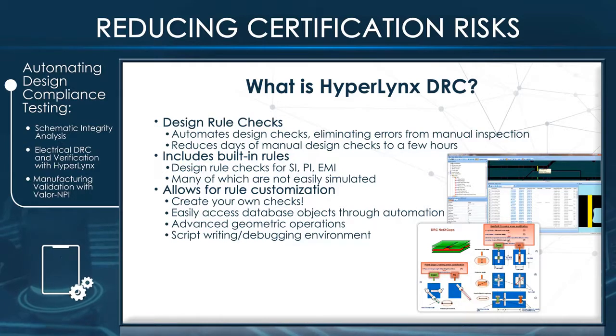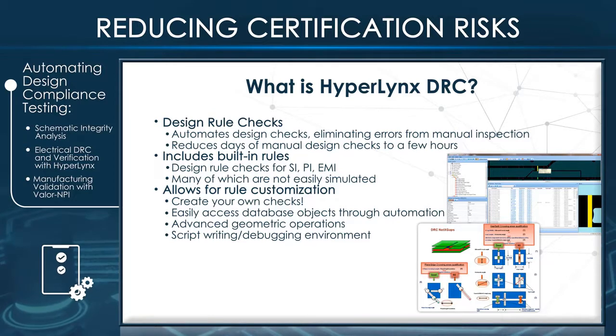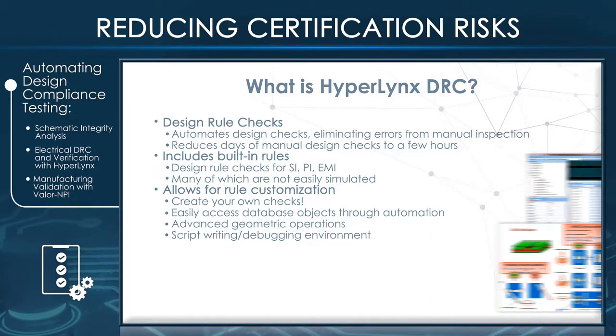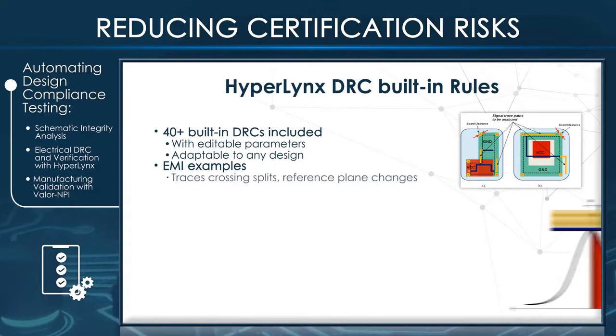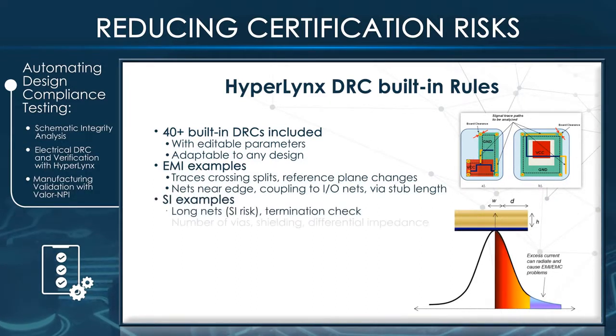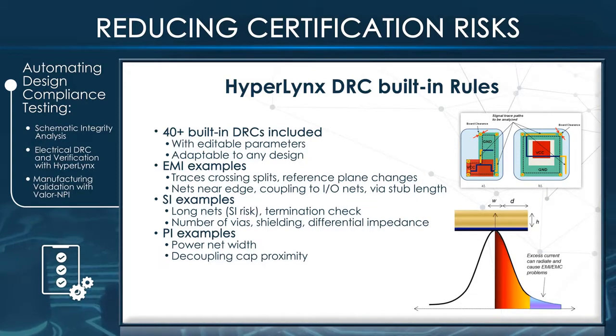HyperLynx DRC also has its own script writing and debugging environment, so you can write your own custom checks and include that into the tool. So whatever your PCB review process is, HyperLynx DRC can automate it. And a lot of the stuff out of the box will cover the checks you run today that are manual checks. Right now, there's 40 plus built-in DRCs with editable parameters, so you can take your datasheet or app note, whatever it is that you're trying to verify, and put those values in, and it'll automatically check it for you.